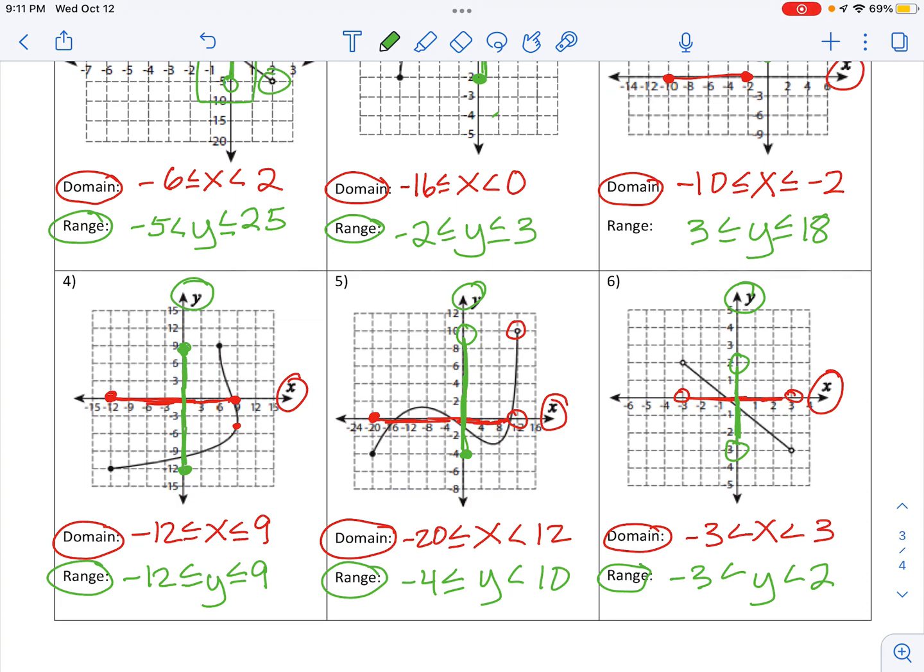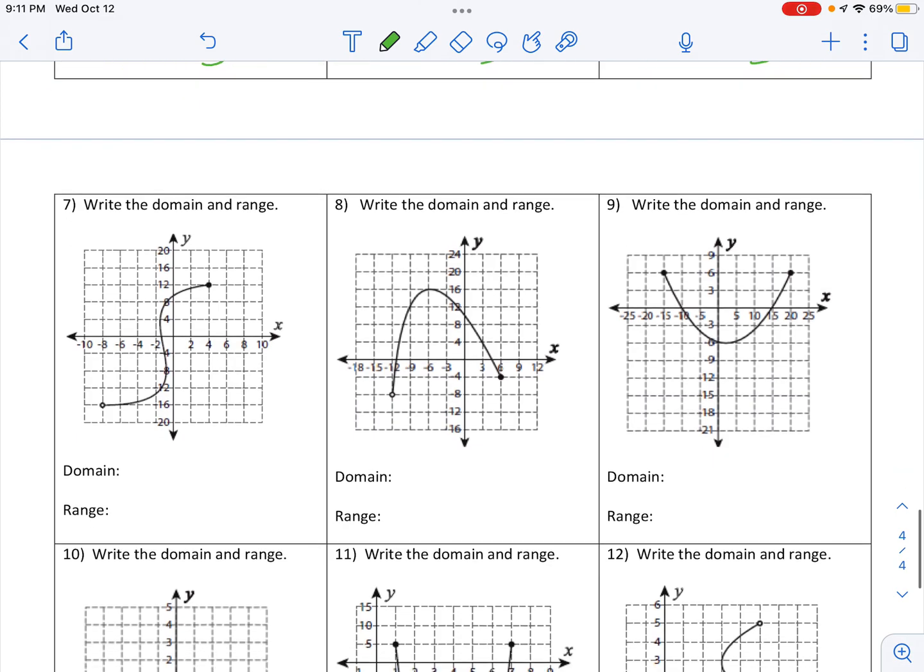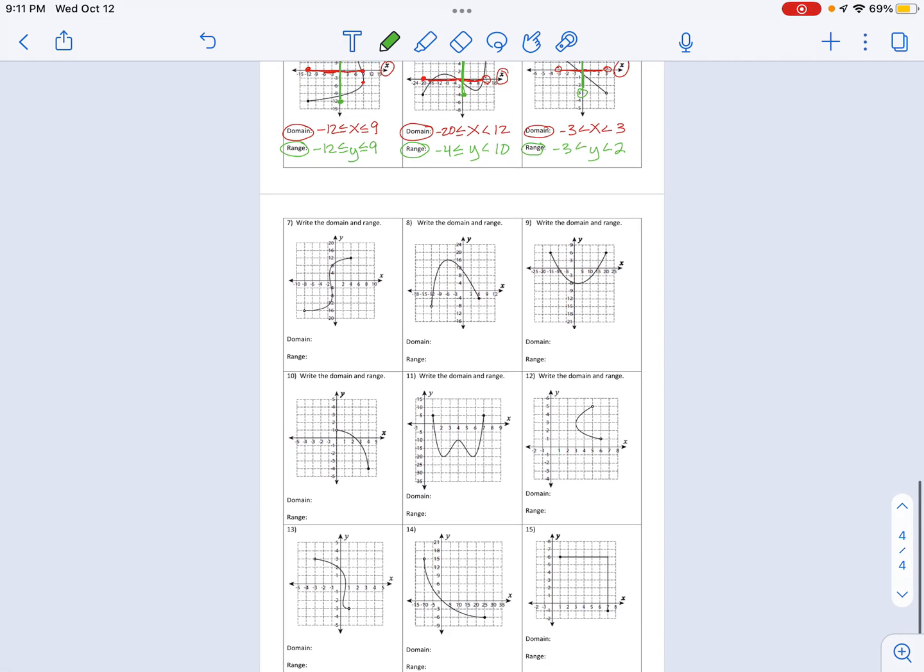At this point, go ahead and try doing the problems on the back here. Work through those, and then you can check your answers on the whiteboard at the back of the room.